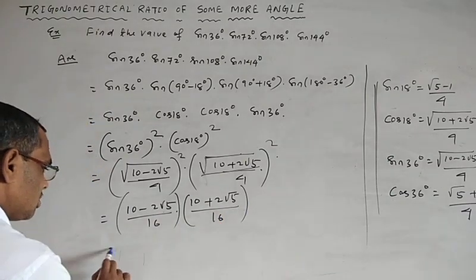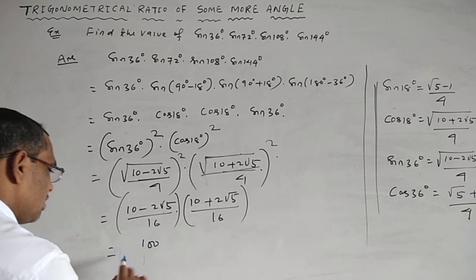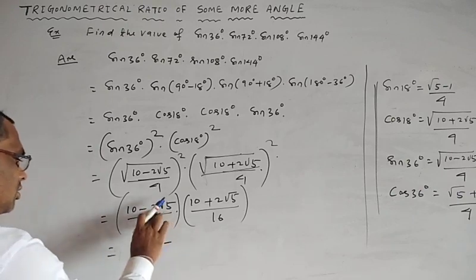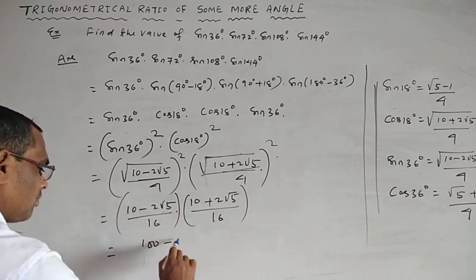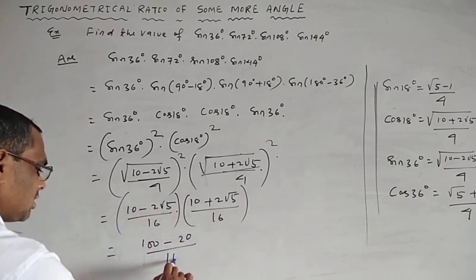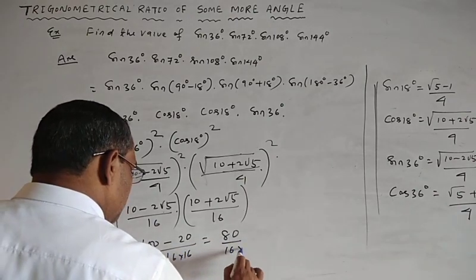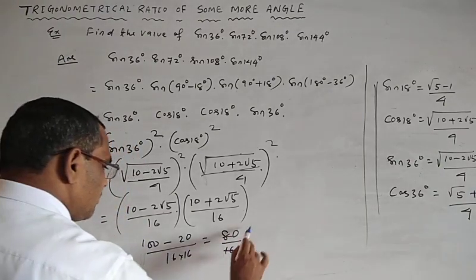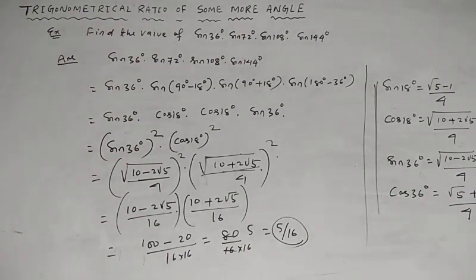Okay, so this is equal to 1 by 16 into 1 by 16, and (a minus b)(a plus b) is a square minus b square. So 10 square minus (2 root 5) square, that is 100 minus 4 into 5, 4 into 5 means 20, so 80 by 16 into 16. So 80 divided by 16 is 5, so the answer is 5 by 16. Okay, so the answer is 5 by 16. Next we go to another relation.